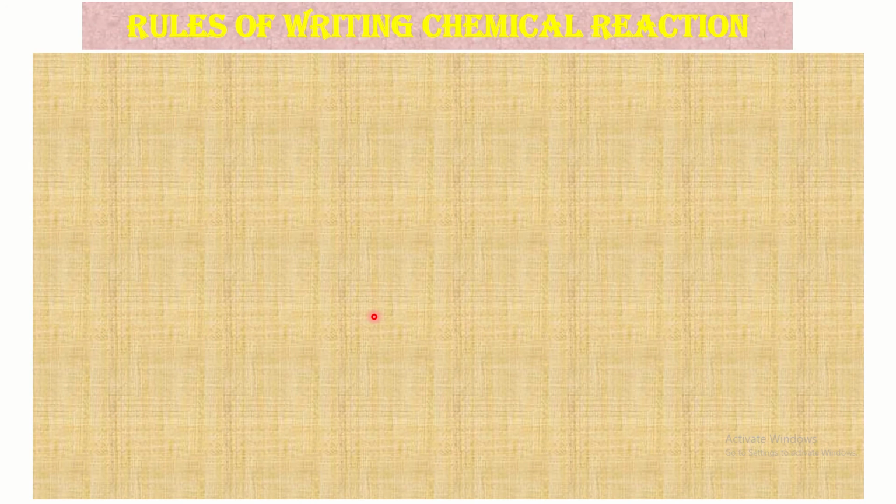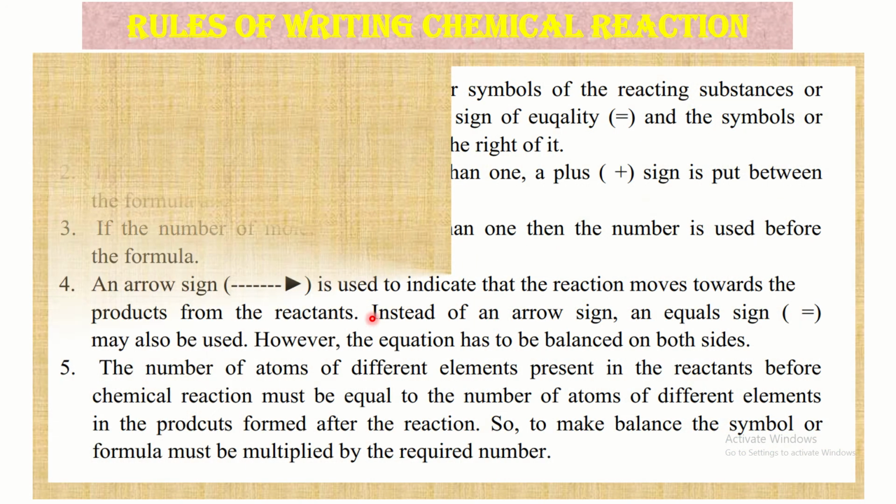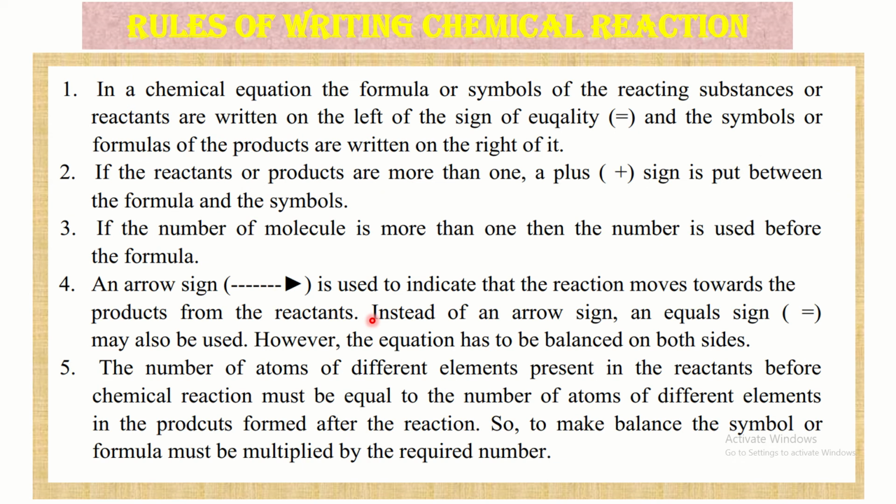Now, how to write a chemical equation? Rules of writing a chemical equation. There are some rules. In a chemical equation, the formulas or symbols of the reacting substances or reactants are written on the left of the sign of equality or arrow, and the symbols or formulas of the products are written on the right of it.